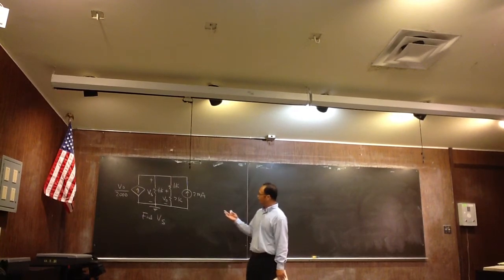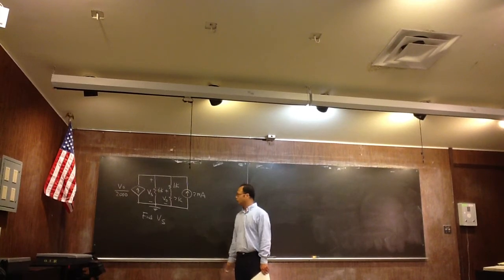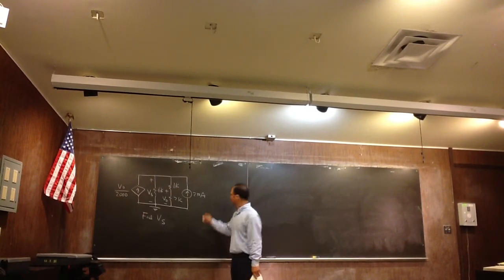Now you can see that this is a parallel network, right? So when you see a parallel network, you would probably want to use the KCL.